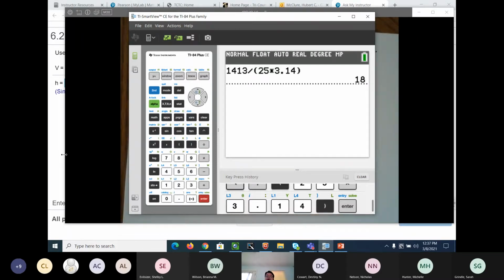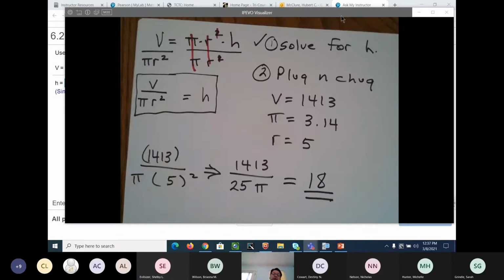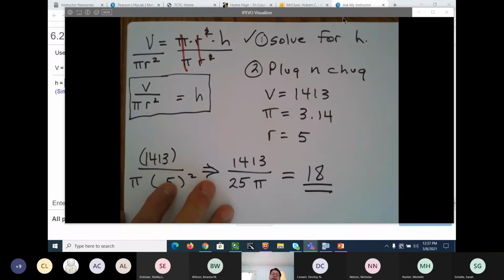Now, I can tell you right now, this is a standardized test question, and it is a Hubert test question. You will see this again. Solve for H, and then plug and chug. Is it supposed to be done in that order? Yes. The only thing that goes in front of number 1 is if there was a fraction in this formula, you would clear the fraction first.